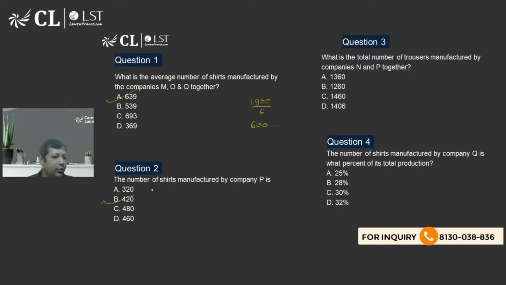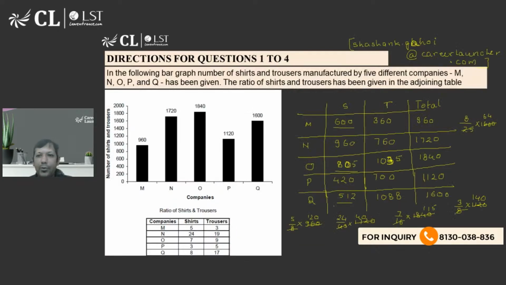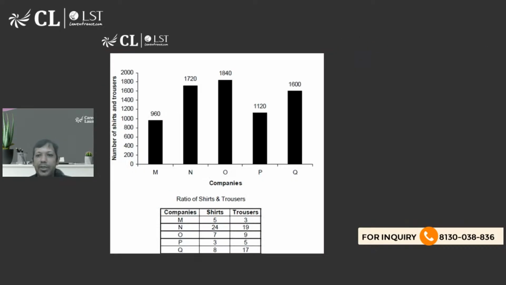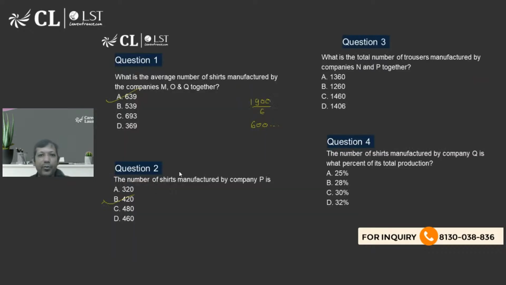Very nice. That is going to be option C. That is going to be N and P together. So N is 760, P is 700. So the sum comes out to be what? 1460. Answer is C. What is the answer of question number 4?